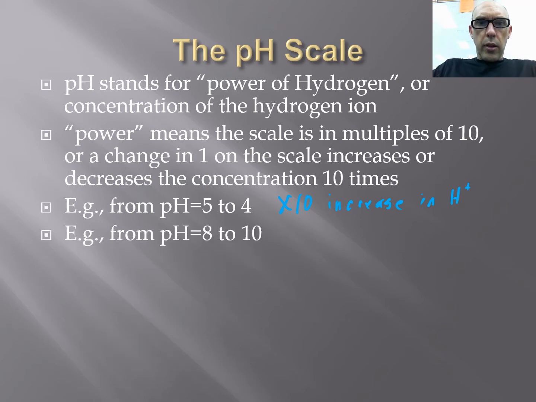In contrast, if we're going from a pH of 8 to 10, first of all, that's 2 units on the pH scale, so that's a times 100, because that's 2 units, so that's 2 zeros. And because we're getting into bigger numbers, that's a decrease in the concentration of the H+ ion.